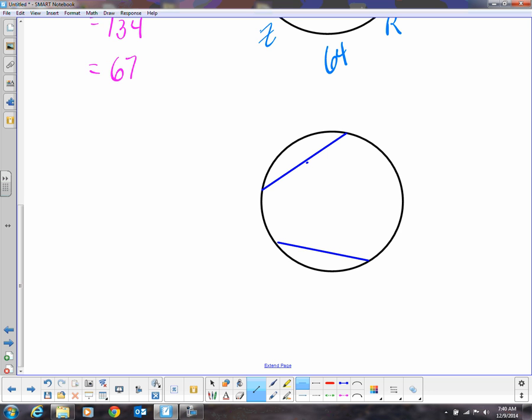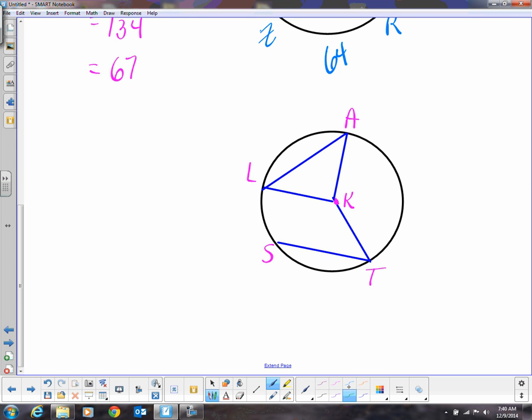All right, so we have an angle. This is the center. This is K. This is the center of my circle. So we have L, A, S, T, and K. What were we given? They told us that ST is congruent to AL. If you have congruent chords, what else do you have? Congruent arcs. So this arc is equal to this arc.